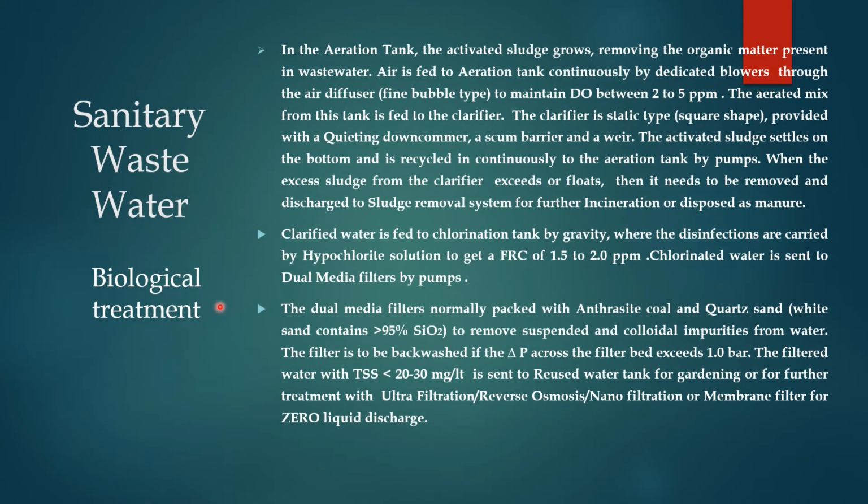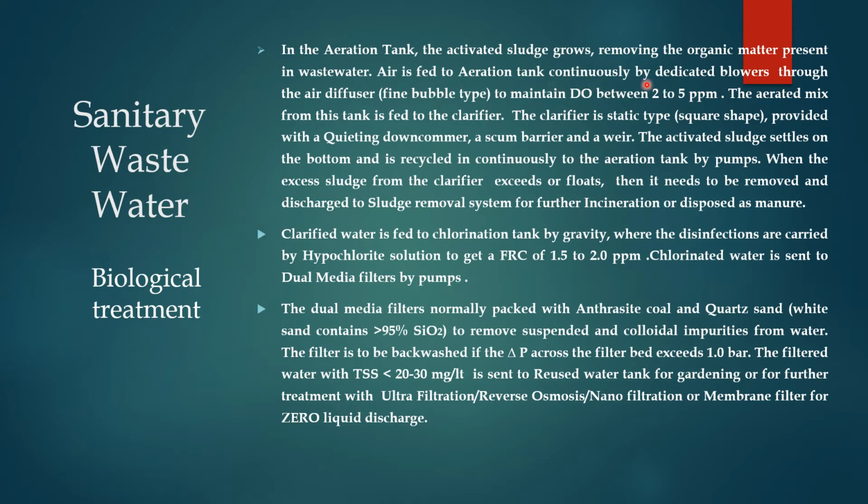Now we can see the biological treatment. In the aeration tank, the activated sludge is grown by means of air from the blower. The air from the blower is admitted at the bottom through a fine bubbler type diffuser. It removes the organic matter present in the wastewater or sanitary waste.